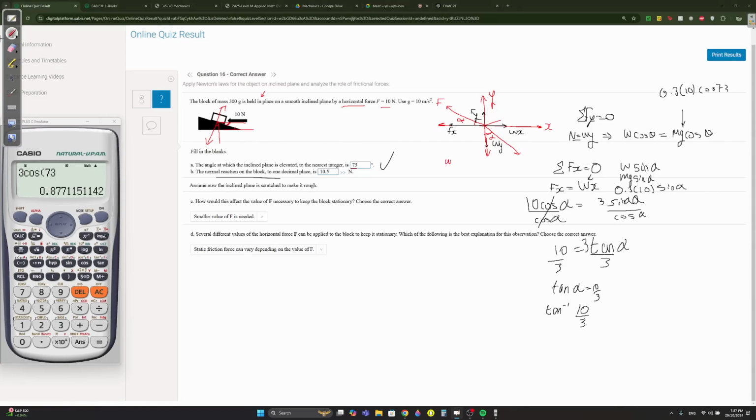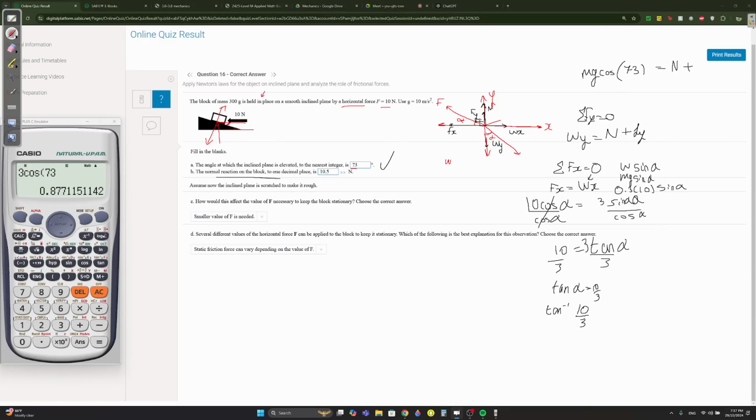Also, wait, no. This part is wrong, because when I wrote this, I didn't write the Fy here. Sigma Fy is equal to 0, right? We have this Fy going up, we have Wy, and we also have the normal reaction going up. Okay, Wy is equal to what's up. What's down is equal to what's up. So N plus Fy. Wy we said is mg cosine 73, is equal to N plus Fy.